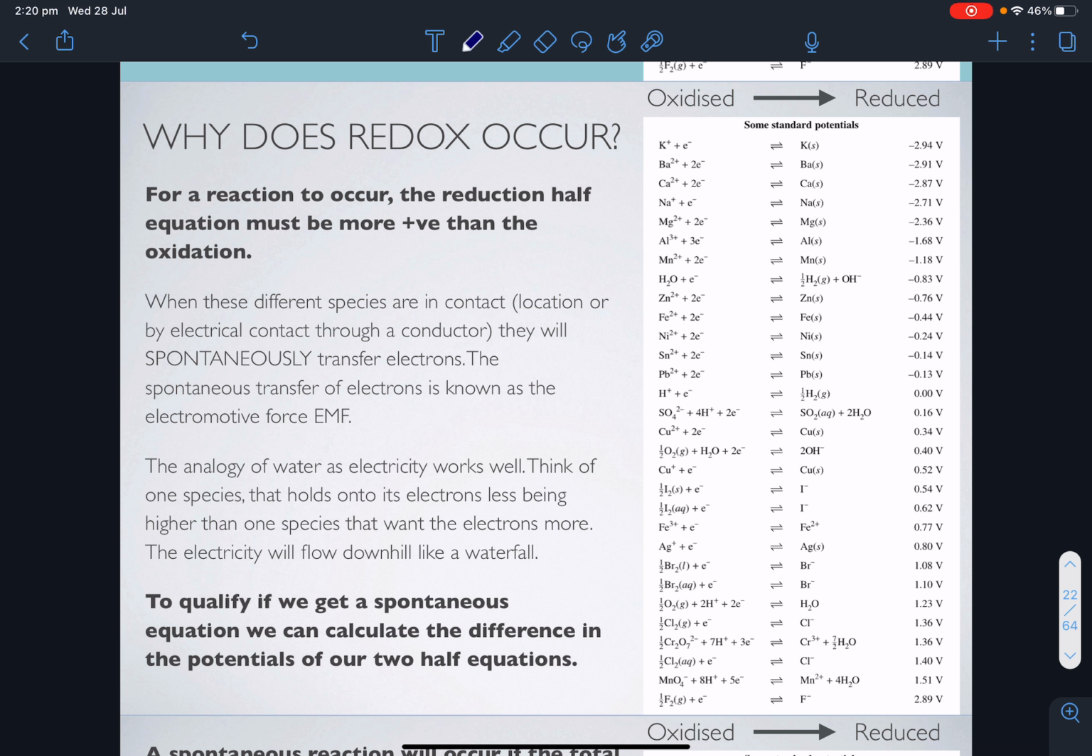So remember what we've just been talking about. For a reaction to occur, the reduction half equation must be more positive in voltage than the oxidation. We want something further down on this table to go the forward way, or left to right, and something further up relative to it to go in the reverse, or the oxidation way. When we have that, we get a reaction that occurs, or when you put them together, something happens. We learnt that if you do it the other way, you put them together, nothing happens.